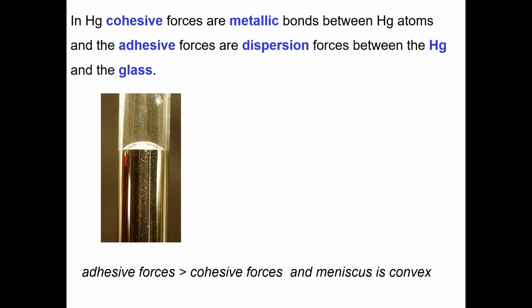Now, in mercury, when we put it in a glass tube, we see the oppositely shaped meniscus. We see a convex meniscus. This is because the stronger metallic bonds, the intermolecular forces present in liquid mercury, are stronger than the attraction towards the glass walls of the container. As a result, it pulls inwards towards itself. One of the things that you should be able to comment on is why a liquid has either a concave or a convex meniscus when it's put into a glass container. These two examples illustrate that.